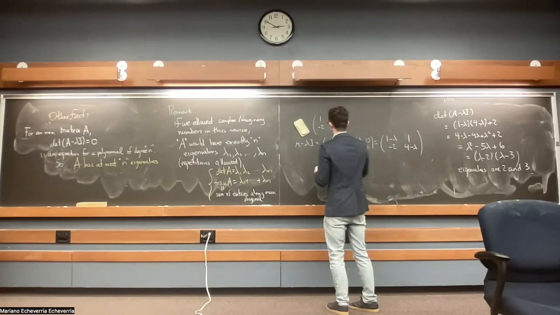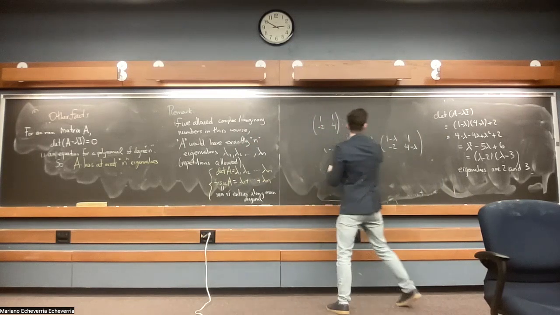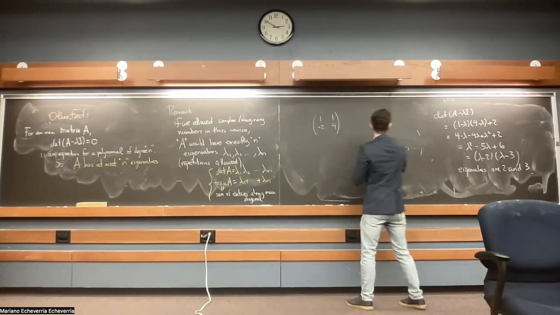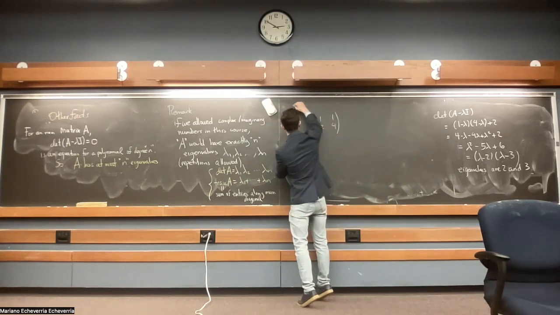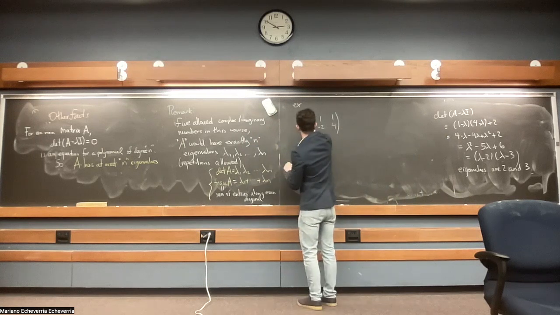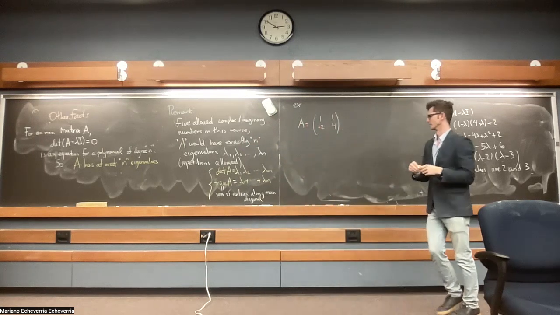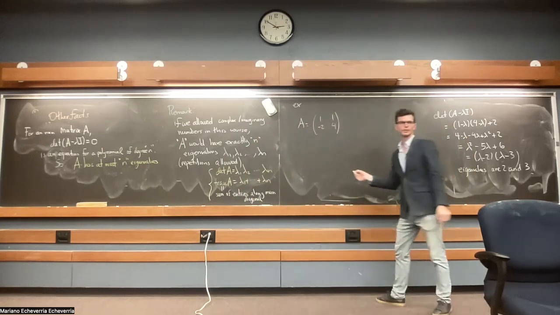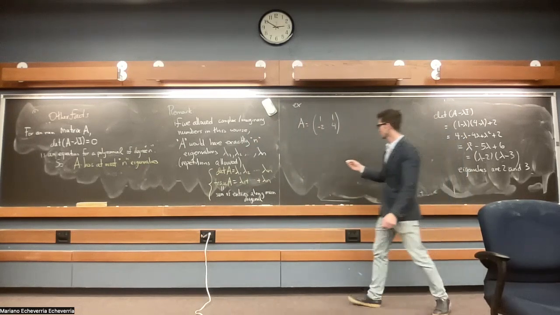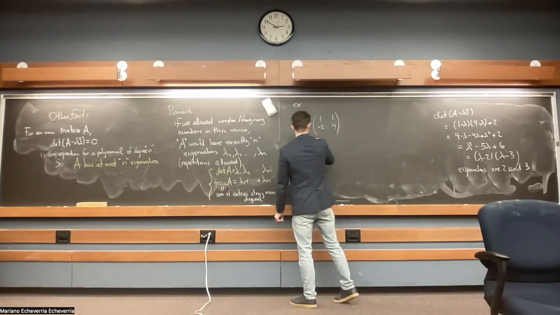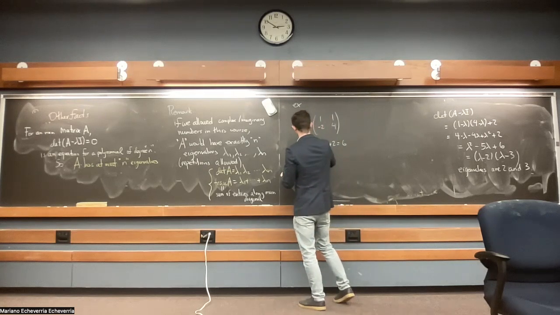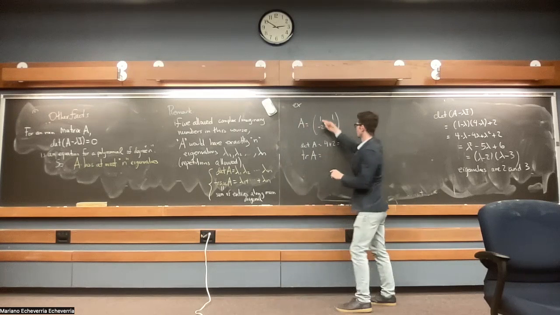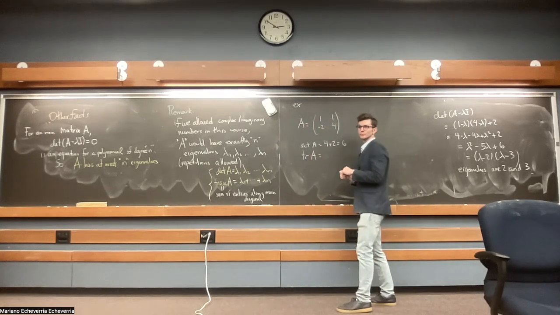So for example, just to give you a better idea of what I mean by this, if you look at this matrix, what's the determinant? The determinant of this matrix is 4 plus 2, which is 6, right? And the trace, this is called the trace, is the sum along the main diagonal, so it's 1 plus 4, which is 5.